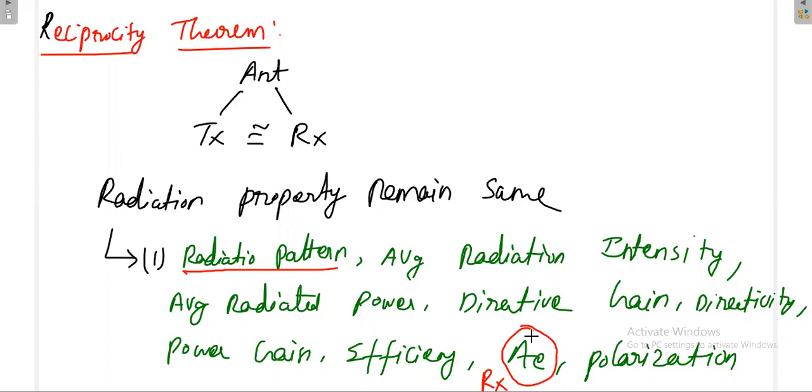So that power, sorry, that area is called effective aperture area. Even though there is some physical area, how much part of the area is actually receiving the power, that is the effective aperture area.